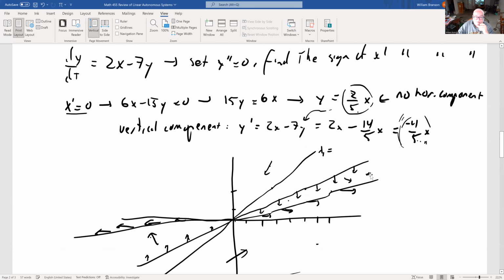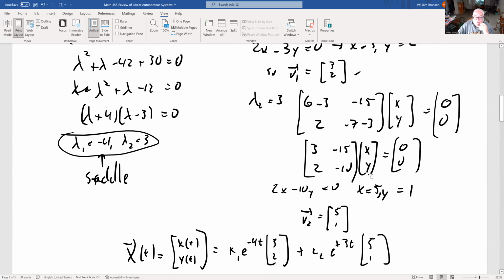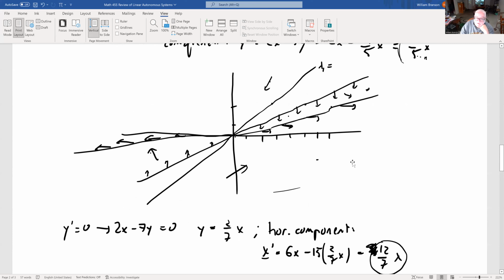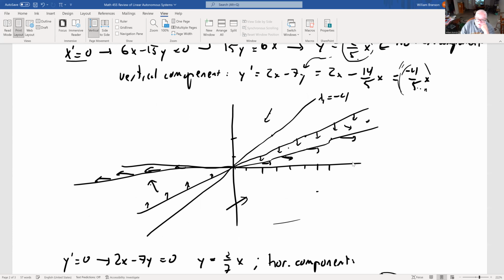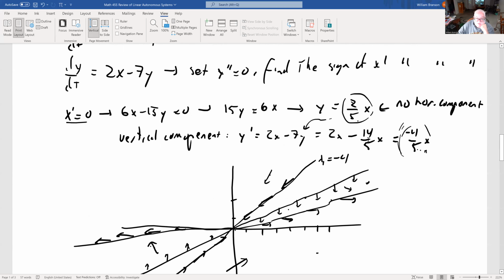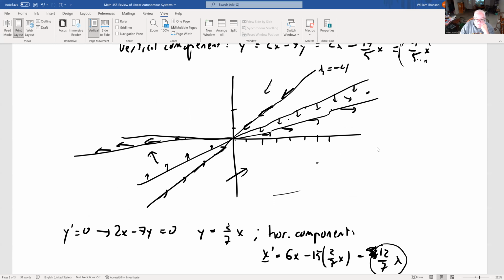That's an eigenvector. (3, 2) goes with an eigenvalue of -4. And I know all the arrows have to be pointing into the origin along that line. And the other eigenvector is (5, 1), and that goes with lambda 1 equals 3. So 1, 2, 3, 4, 5. 1 is about here. So I have a bad choice of numbers, I guess. My eigenvector going out here.